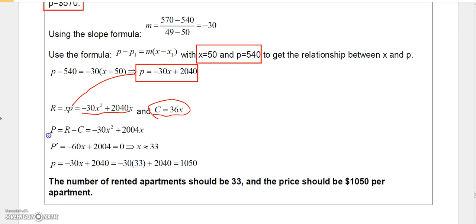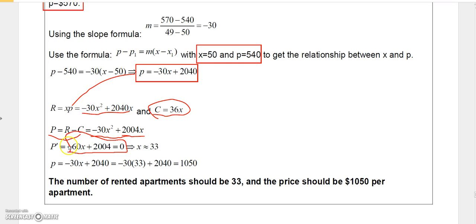And now profit, remember, is revenue minus cost. So let me back up again. If I take this function and subtract the cost function from it, I'll be taking 2040x minus 36x, which gives me 2004x. So my profit function would be minus 30x squared plus 2004x. And now since I want to maximize profit, we'll take the derivative of this, which is minus 60x plus 2004, and then we set that equal to 0 and solve it.